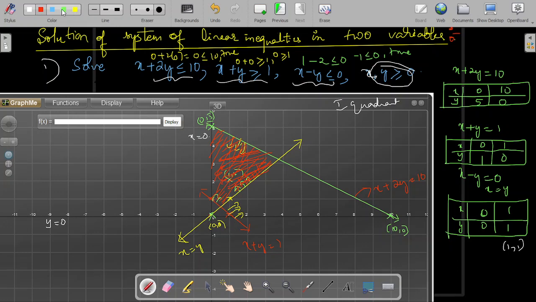If you choose 1 comma 2, it will satisfy all the inequalities. You check with that. 1 comma 2. 1 plus 2 into 2, 2 2s are 4, plus 1, 5. 5 less than or equal to 10. Yes, true. Next, 1 comma 2. 1 plus 2 greater than or equal to 1. 3 greater than or equal to 1. Yes, true. 1 minus 2 is equal to minus 1, which is less than or equal to 0. That is also true. Hence, all the three inequalities are satisfied. Any other point you can also choose from this common region. That gives you the solution of this system of linear inequalities.